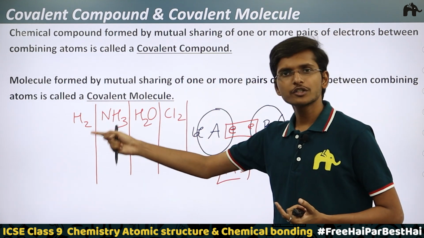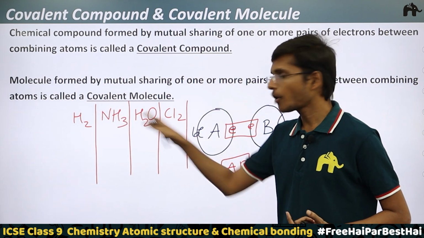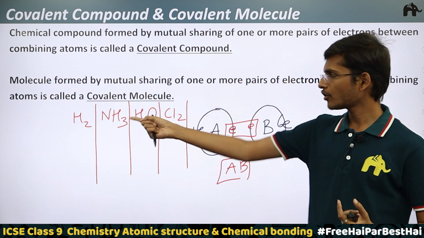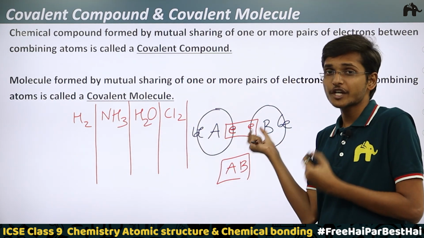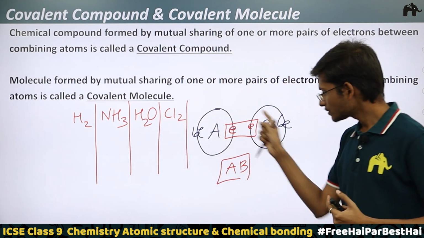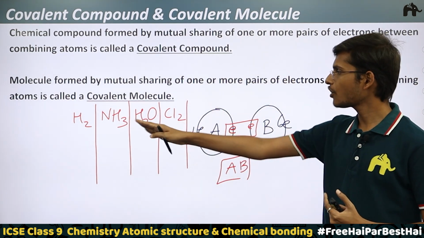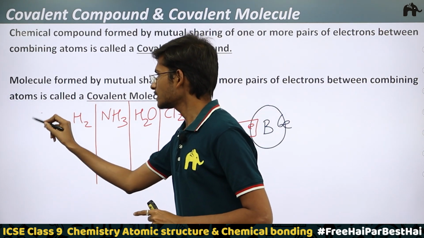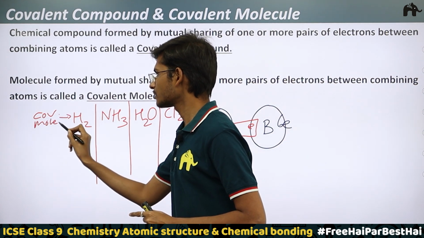Because a covalent molecule is simply a molecule which is formed by the mutual sharing of pairs of electrons between the atoms. I have already told you, all of them have mutually shared pairs of electrons. So all of these molecules are formed by the mutual sharing of electron pairs between the atoms. So these are all covalent molecules, first of all. Now I am writing here covalent molecules, all of them are there.